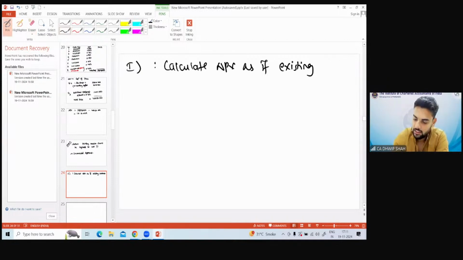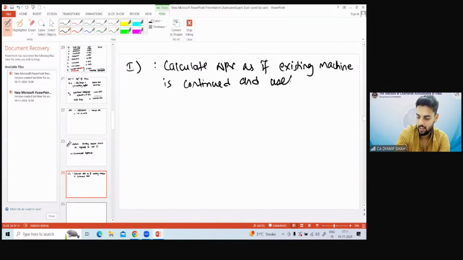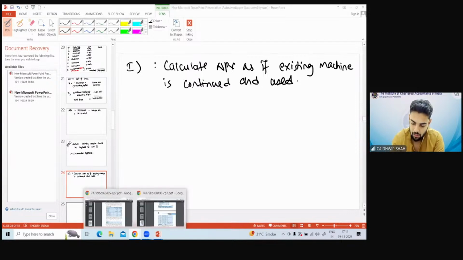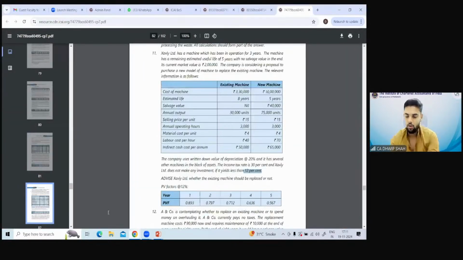Are you getting this? First step is to calculate NPV as if we are continuing with the existing machine only, is continued and used. Okay. So again, to calculate NPV, base is clear. NPV is nothing but PVCI less PVCO. So now just focus on existing machine.